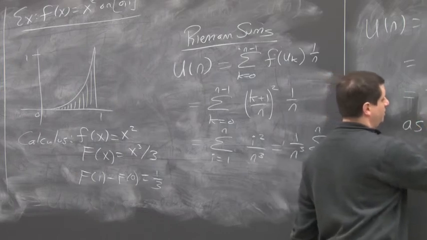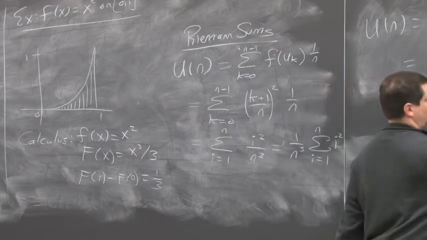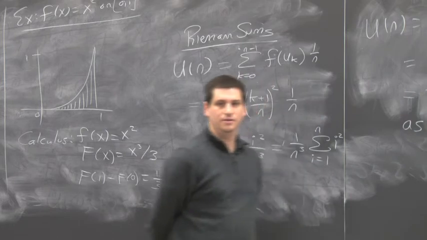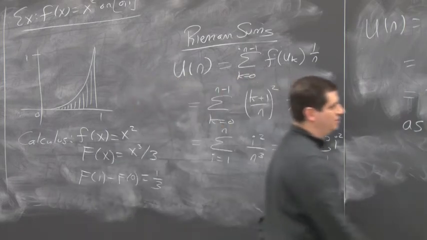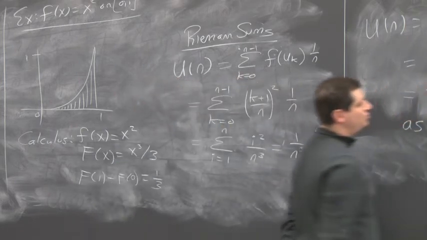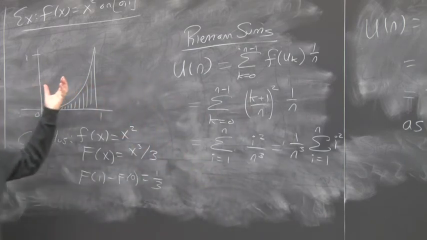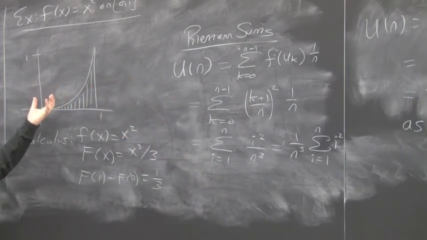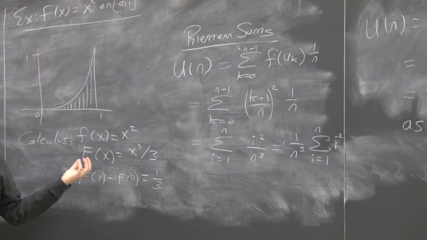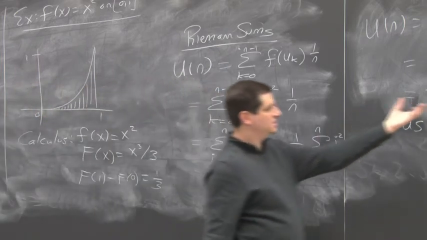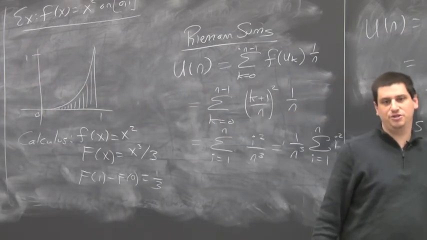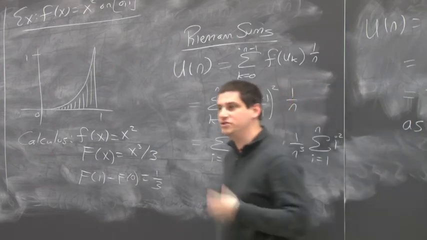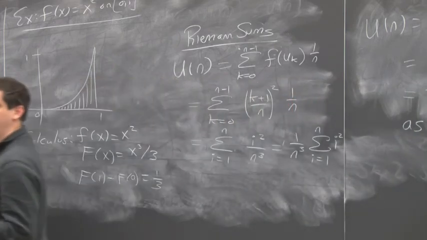As n goes to infinity, converges to what? 1/3. So we've just shown the upper sum of the parabola converges to 1/3. If we did the lower sum, we would get 1/3 minus a little bit, and that would also converge to 1/3. So this is the first non-trivial check of the fundamental theorem of calculus.